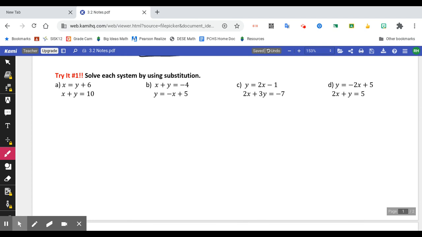Okay, here are your triads. So pause the video and then come back and check each one as you're doing it.